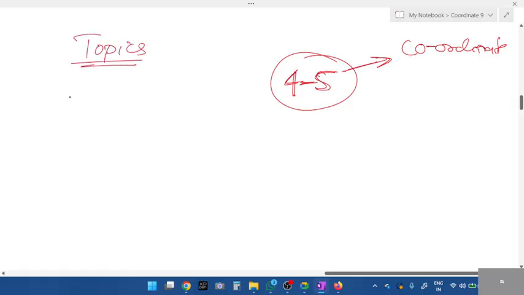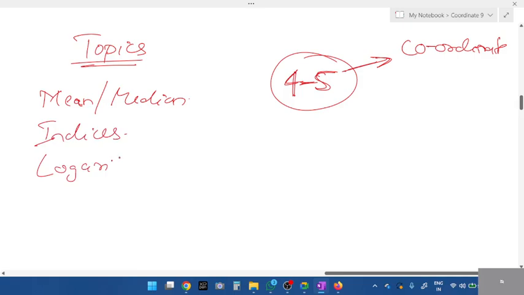Topics are what are the chapters you have done? Mean, median. Yeah, same concept, students. Mean, median, whatever I've given as test, just practice that worked out example. Next, indices and logarithm. Tomorrow, if I have time after teaching coordinate geometry, I'll teach it. I'll just make you revise. Attend at 4 o'clock. Which one? Chord property.